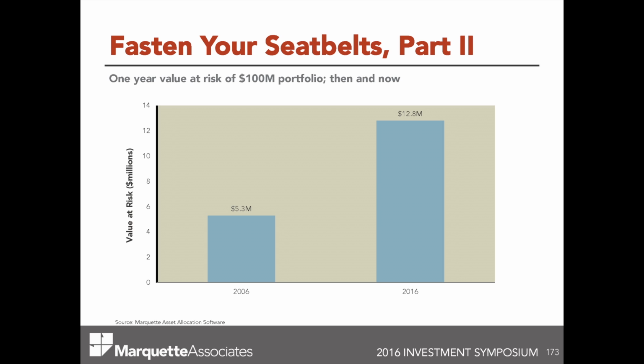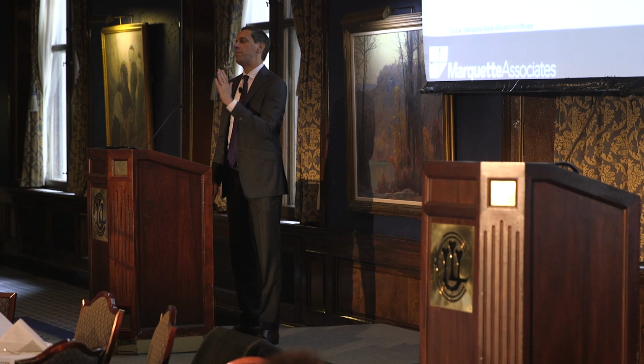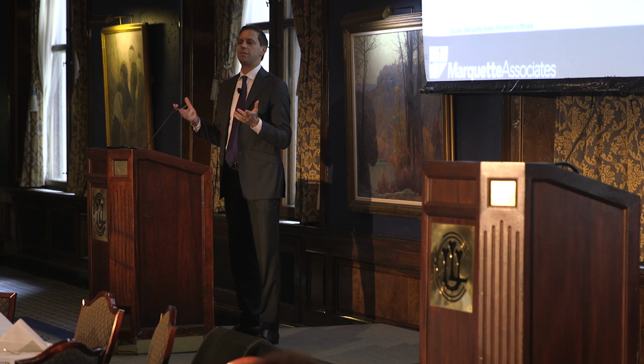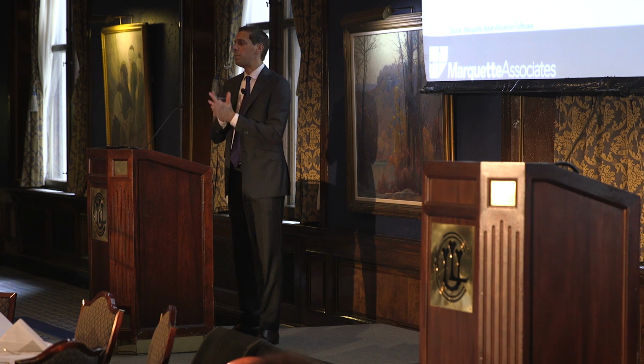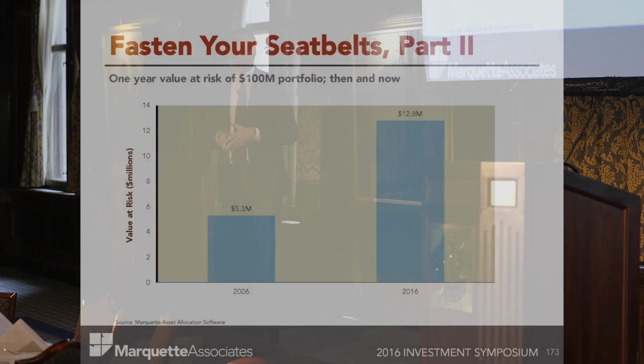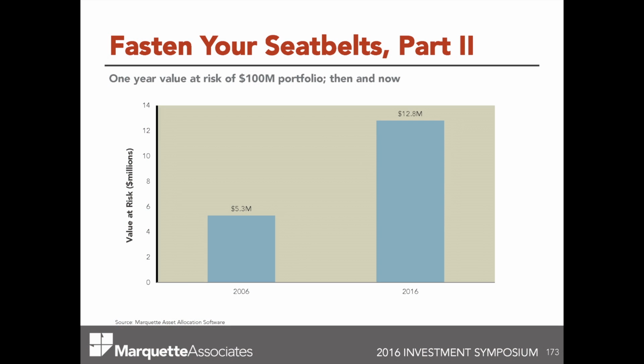We're going to do 95% VaR, as the math nerds like me like to call it. You're looking at the bottom 5% of returns over a number of different simulations, a number of different possible outcomes. We'll run 10,000 possible outcomes. The bottom 5% of returns: what happens to your portfolio if you're in that bottom 5% over 1 year? In 2006, your value at risk, what you could lose, is $5.3 million. So you're down to $94.7 million.